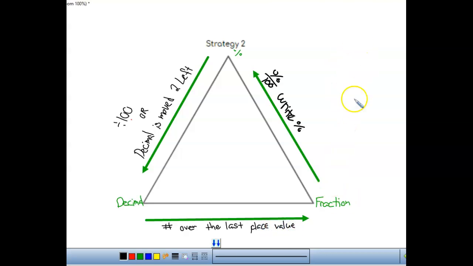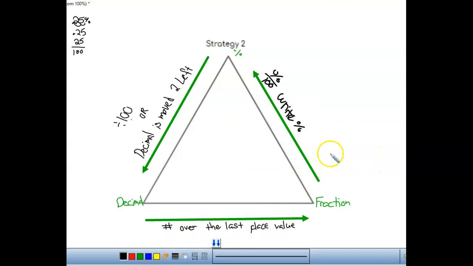Okay, so if I was using this one, let's say I had the percent 25%. Okay, I would start here and then I could go to the decimal, which would mean I moved it over 2. So it would be 0.25. And then if I went to the fraction, it would be 25. And since 5 is in the hundredths, 25 over 100. Okay, so that would be how I could use it going this way.